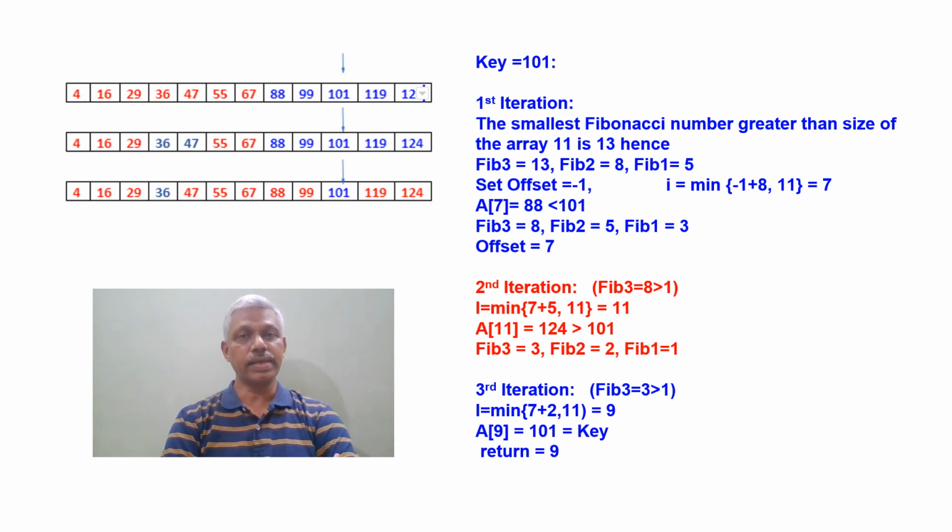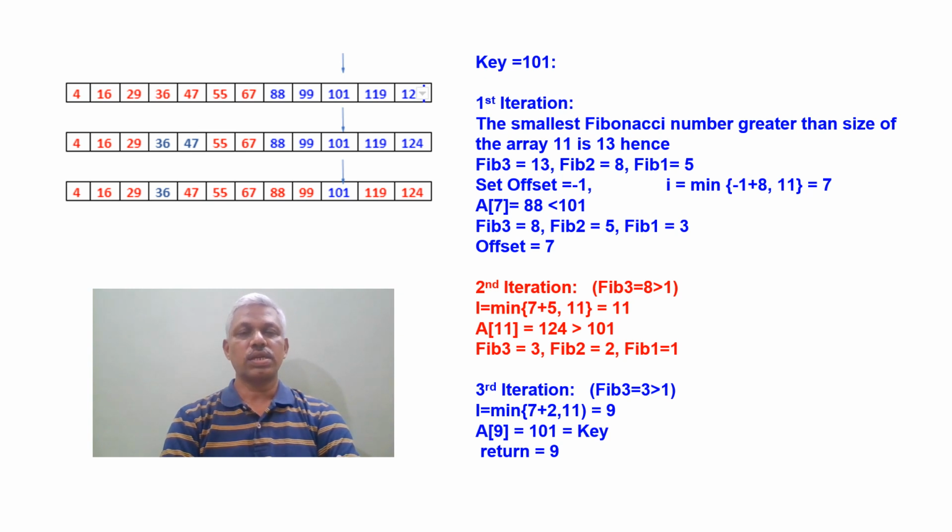A of 7 is 88, which is less than 101. So 101 lies in the right subarray. As per the algorithm, we move down the Fibonacci numbers 1 step. So Fib3 is adjusted to 8, Fib2 is adjusted to 5, and Fib1 is adjusted to 3. But offset is moved to 7 because we are focusing on the right subarray. In the second iteration, Fib3 is 8, which is greater than 1. Again, we recompute I, minimum of 7 plus 5, and 11, which is 11 now.